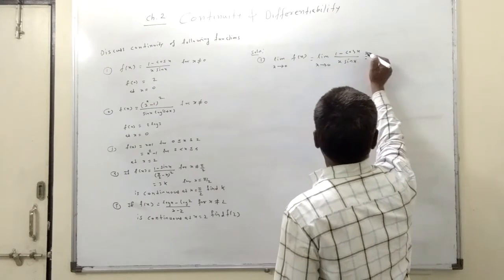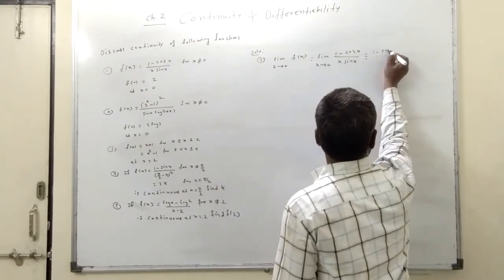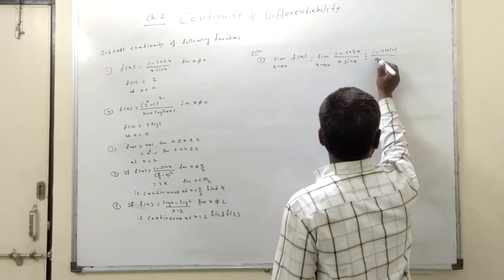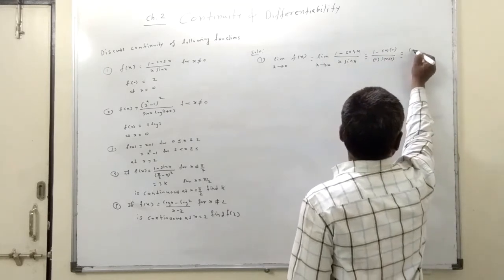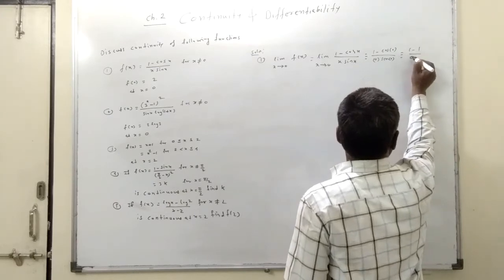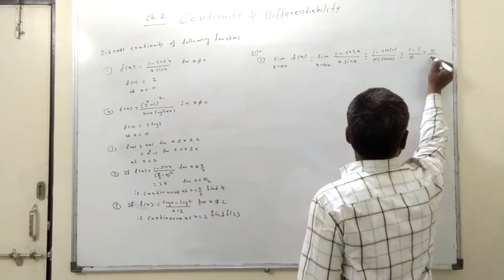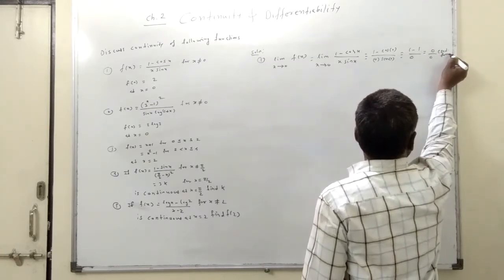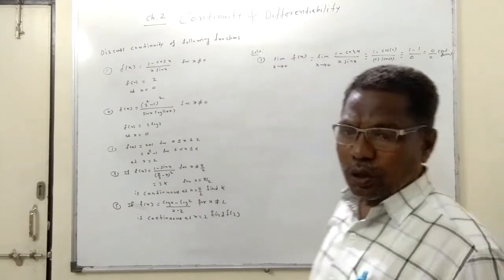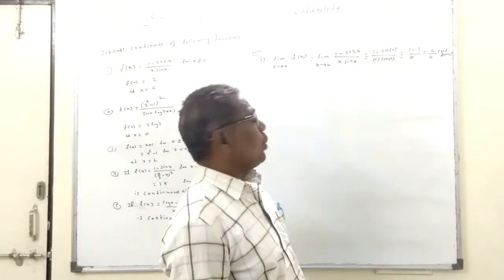So if we put 0 here by the direct method, 1 minus cos 0 divided by 0 into sin 0. So that is equal to 1 minus cos 0, which is 1 minus 1, is 0, and sin 0 is 0, so 0 upon 0. So in indeterminate form, the value of the function is not defined. Now here we'll go to the limit.